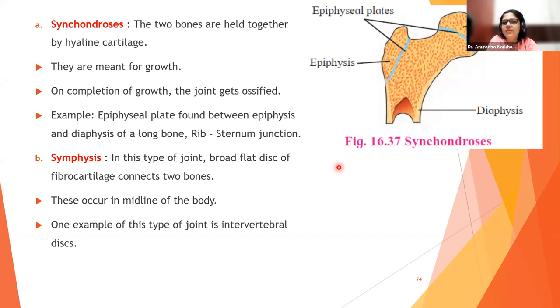Very good. So the first type of joint under slightly movable is synchondrosis. The second is symphysis, the pubic symphysis. After ossification, it has become a little less movable. If you have seen small children, their structure is highly flexible. Once ossification begins, it becomes difficult, especially in elderly people, senior citizens, I would say.